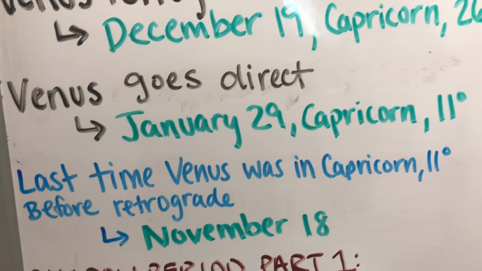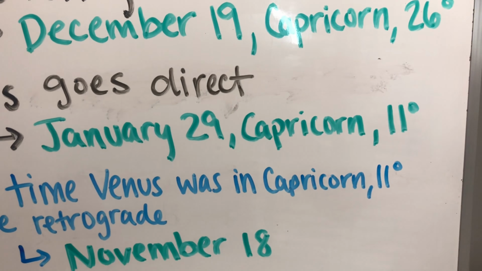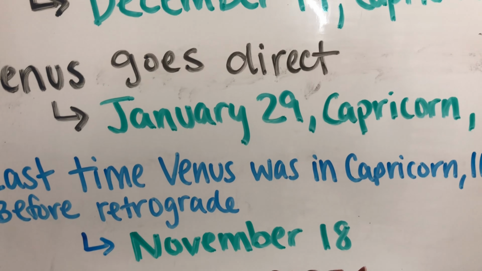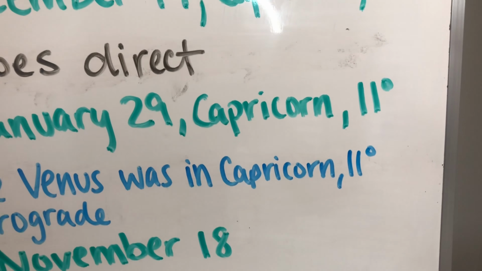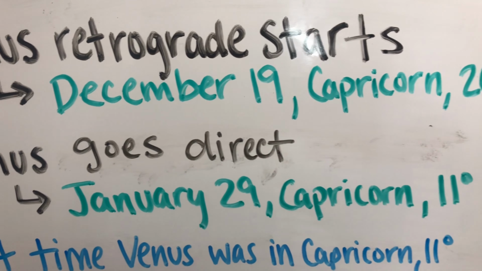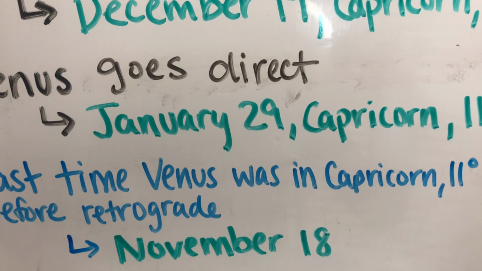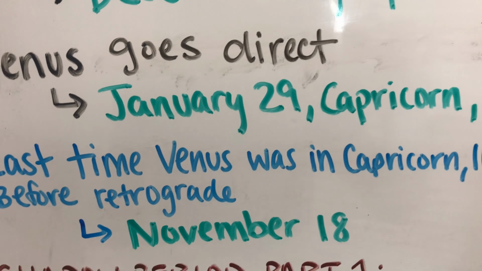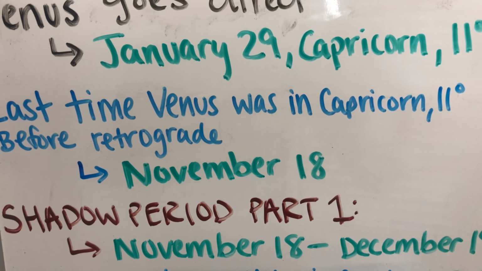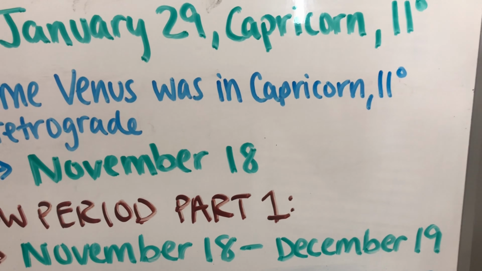So then we have to figure out the last time Venus was in Capricorn at 11 degrees before the retrograde. And we're using Capricorn at 11 degrees because that is when Venus will go direct. Does that make sense? So that date is going to be November 18th. So that means our shadow period will be November 18th through December 19th.